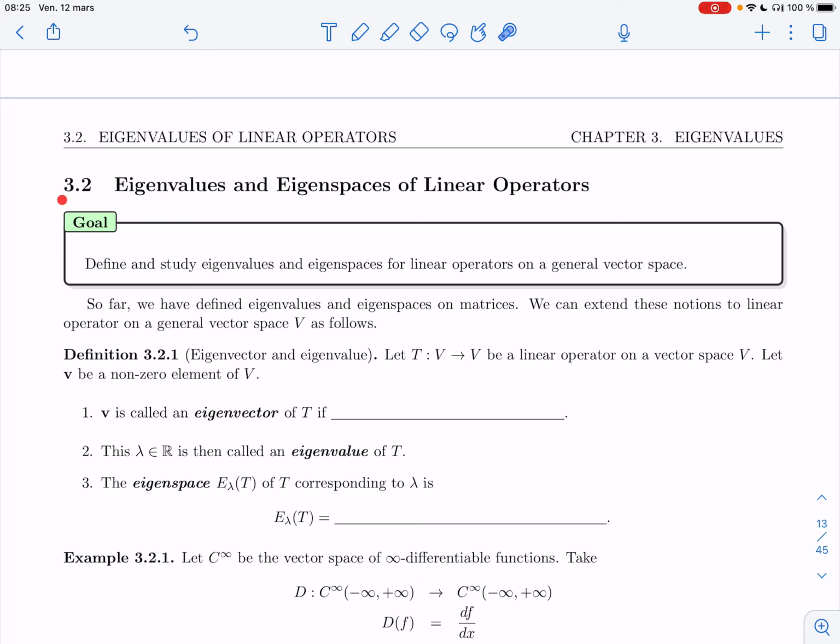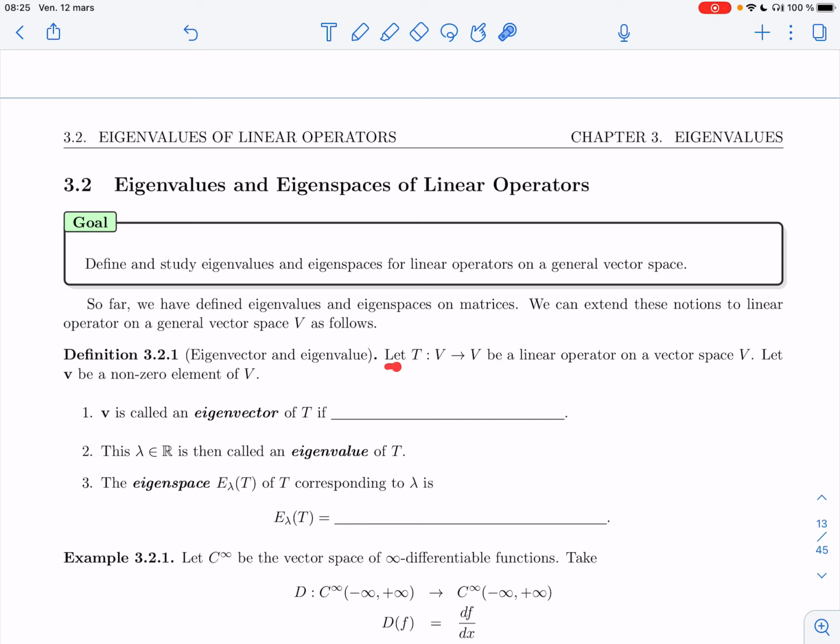Welcome back. In section 3.2, we'll be defining and studying eigenvectors and eigenspaces of linear operators. Our goal is to define and study eigenvalues and eigenspaces for linear operators on a general vector space. So far, we've defined eigenvalues and eigenspaces on matrices, so really on linear transformations from Rn to Rn. We can extend these notions to linear operators on a general vector space as follows.